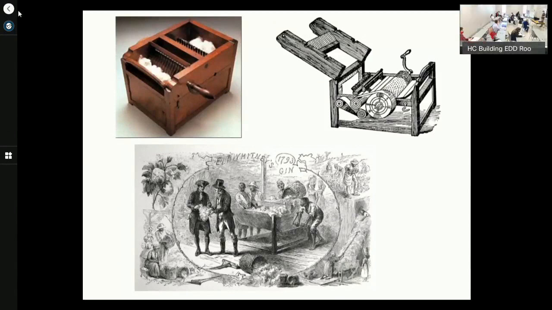Now we have all the fiber we need for all of these machines, and we are going to start producing clothes in huge quantities. Textiles, that's what it's called. But we've got to power these machines. All of these machines require power.